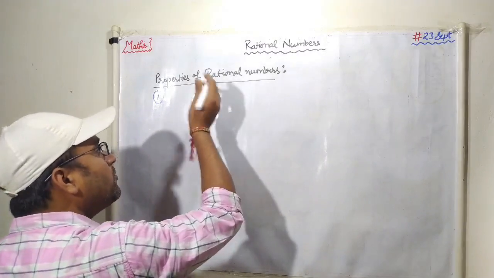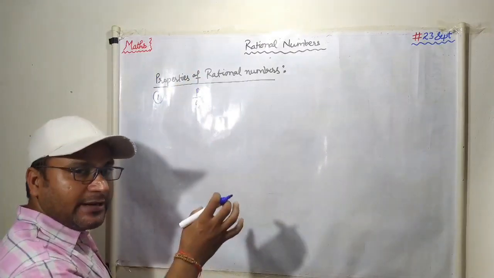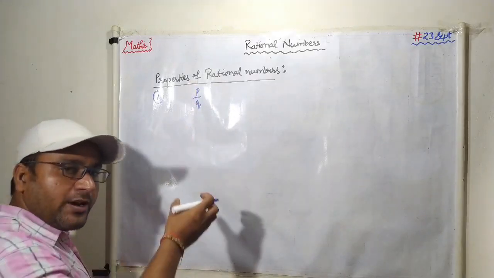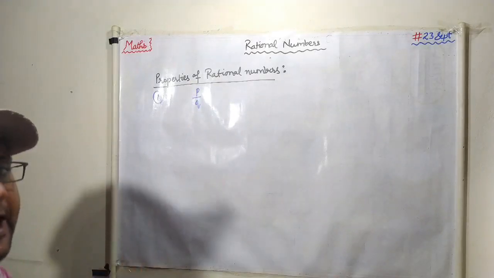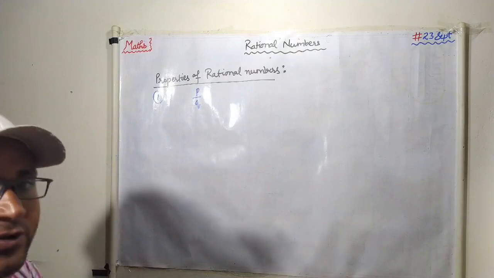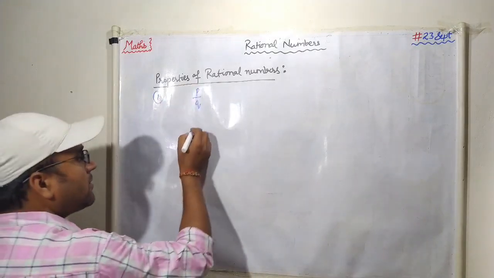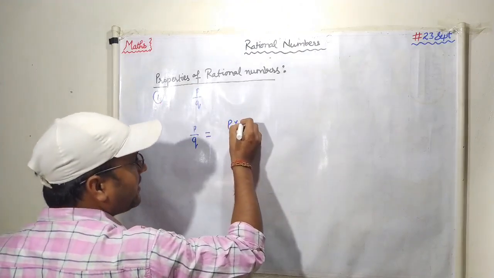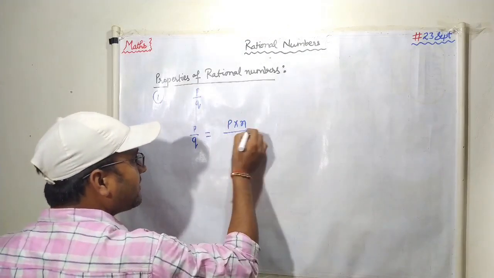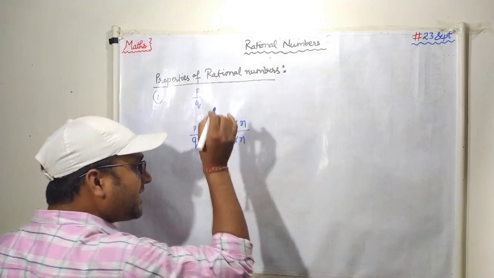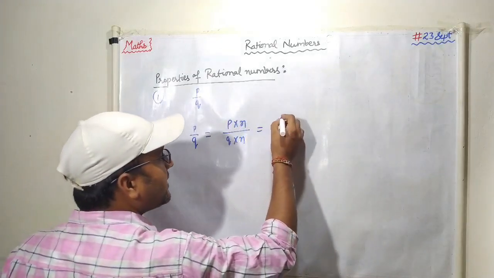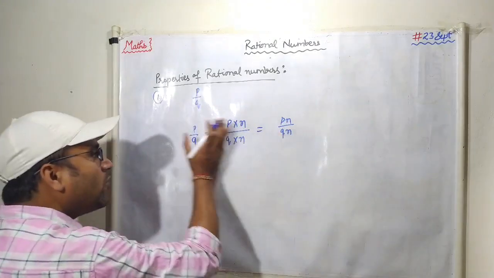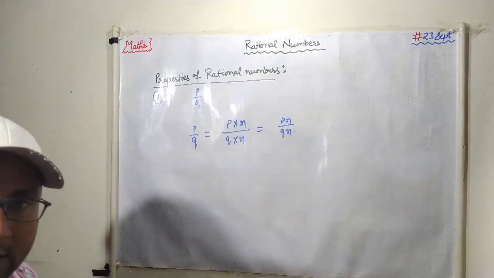So if you multiply both numerator and denominator, p and q, by any non-zero integer, you will get another rational number which is equivalent to p upon q. So p upon q is equal to p multiplied by a non-zero integer n, and q also multiplied by the same non-zero integer n. Then we get pn upon qn, which is equivalent to p by q.